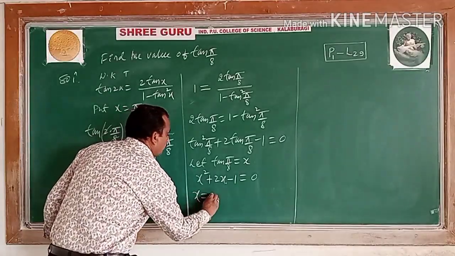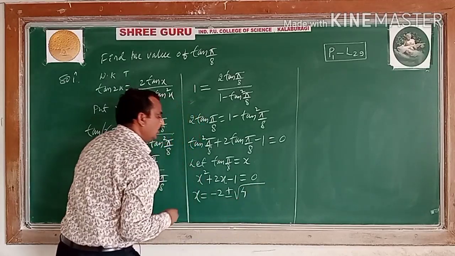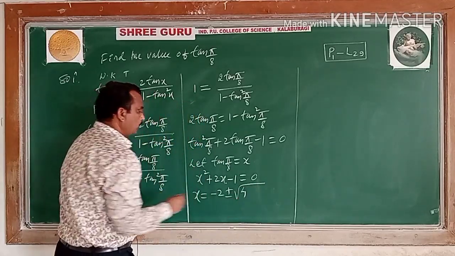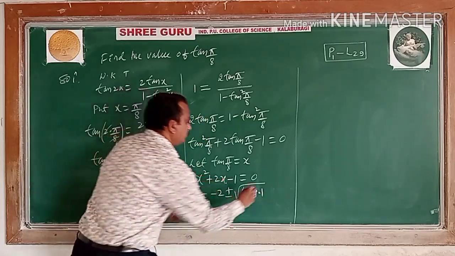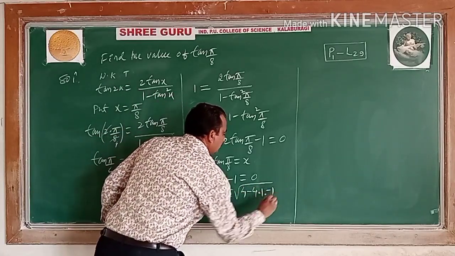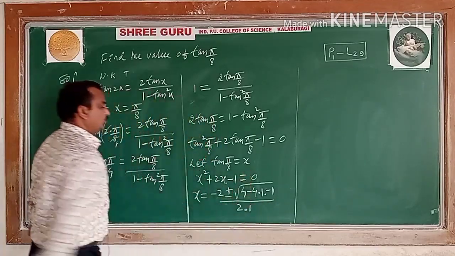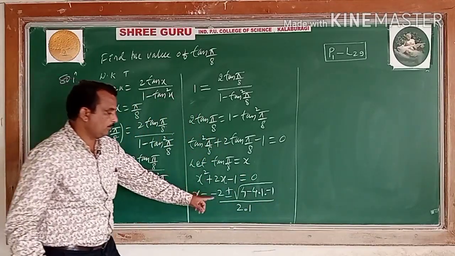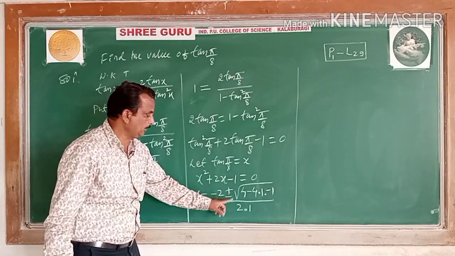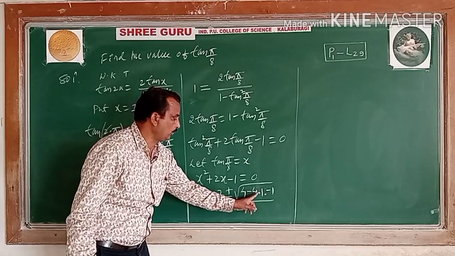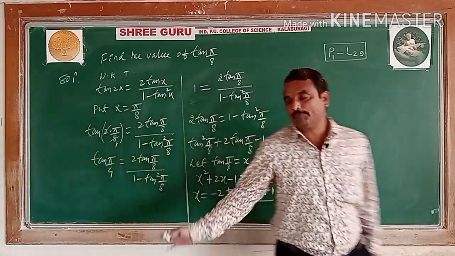What is the formula? x equal to minus b plus or minus root of b square minus 4ac, divided by 2a. Here a is 1, c is minus 1. This is the quadratic equation formula for finding the roots: minus b plus or minus root of b square minus 4ac divided by 2a. You know it very well. Let us simplify that.